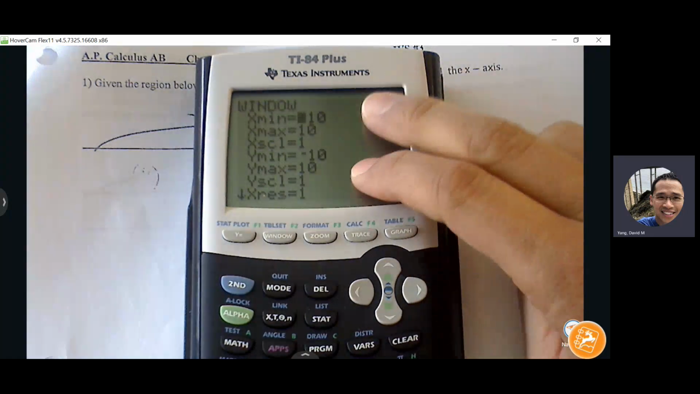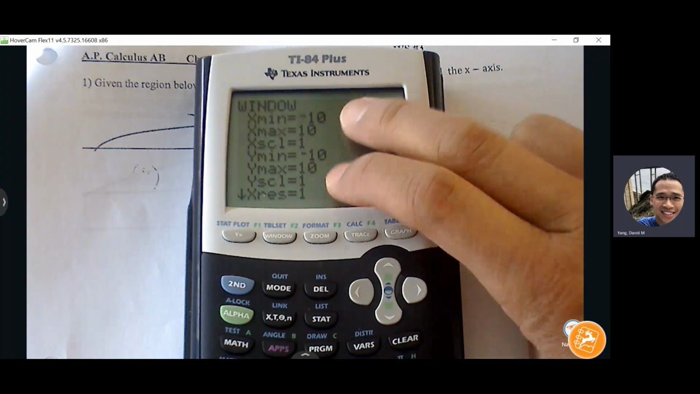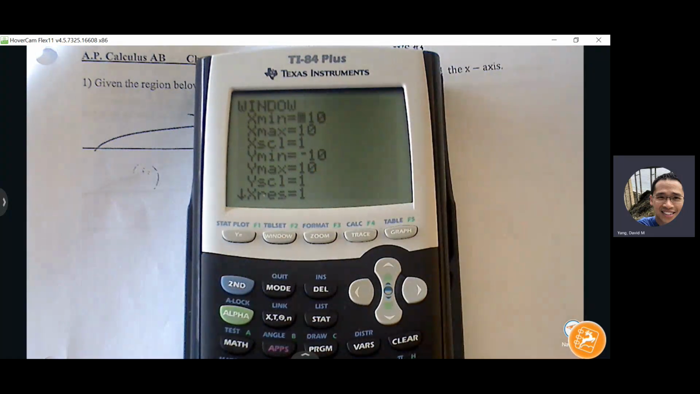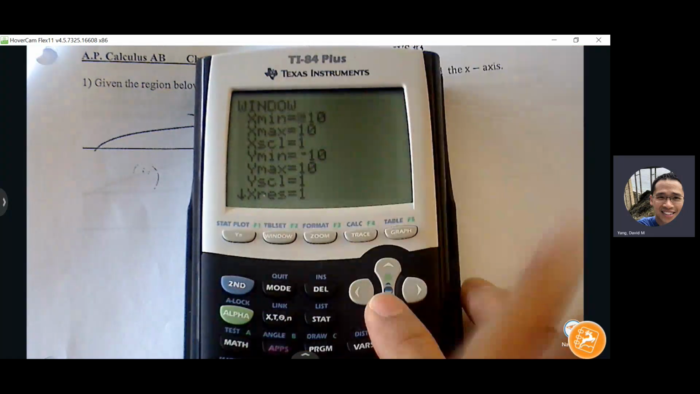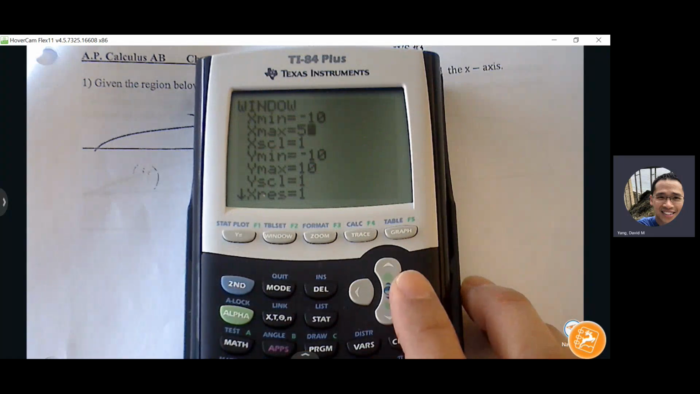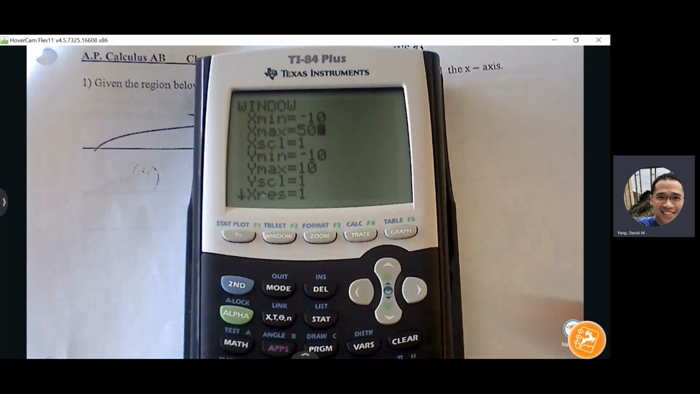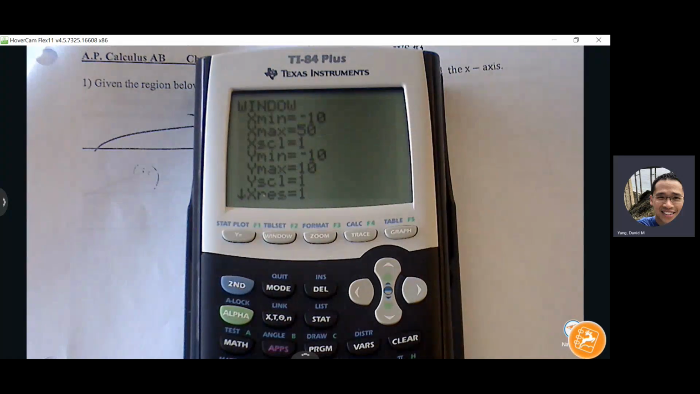You can adjust how far left, how far right, how far up, how far down you want the graph to go. So -10 to 10 means you're only showing from -10 to 10. But let's say the graph is further to the right than what you are expecting. Then you can always change your X max to like 50 or 40 or whatever you want. So you can always adjust how you want your graph to look.